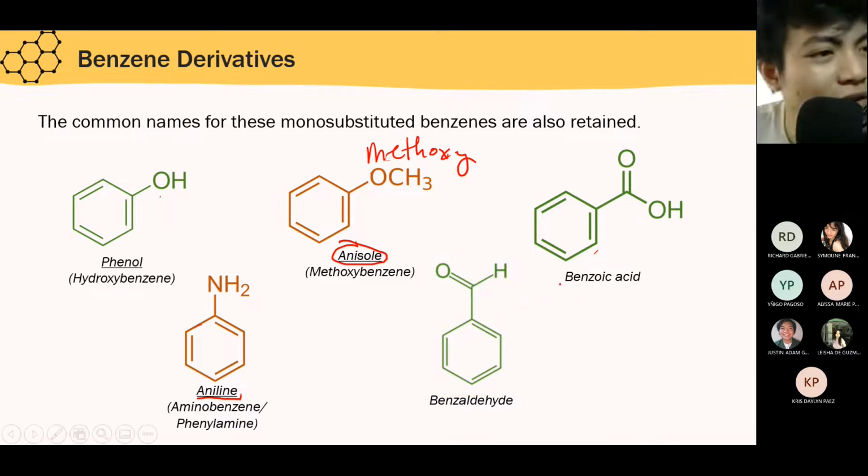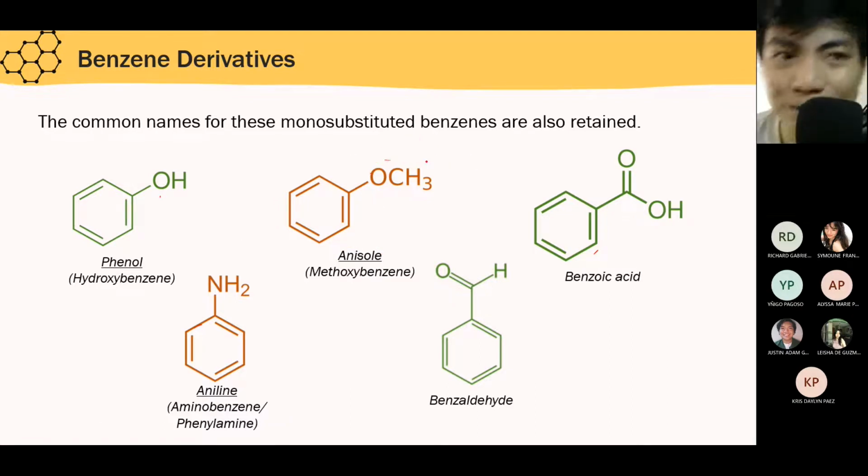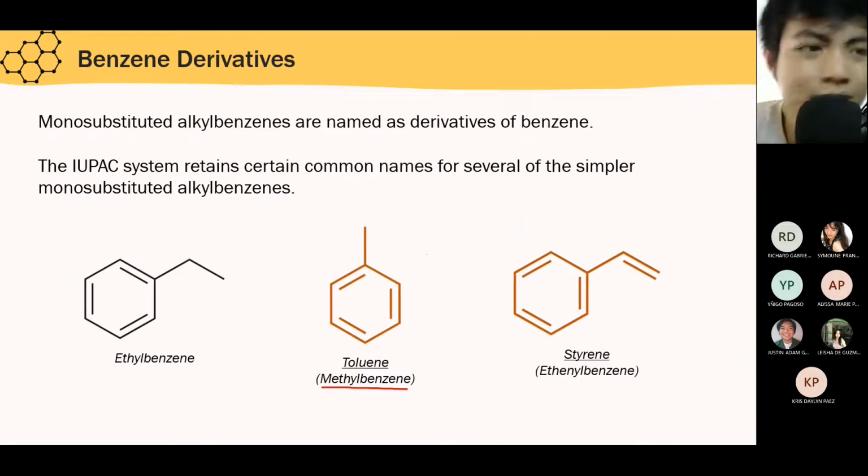So yan lang naman yung mga common benzene derivatives natin. You have to remember all of them. Kailangan kabisaduhin nyo lahat sila because if kabisado nyo na sila, then the nomenclature later will be much easier. So I highly suggest na as early as now, gawa kayo ng index card or just open the PowerPoint. Pwede mo naman i-download to sa Canvas. So, gawa kayo sa index card ng names of benzene derivatives and their corresponding common names.